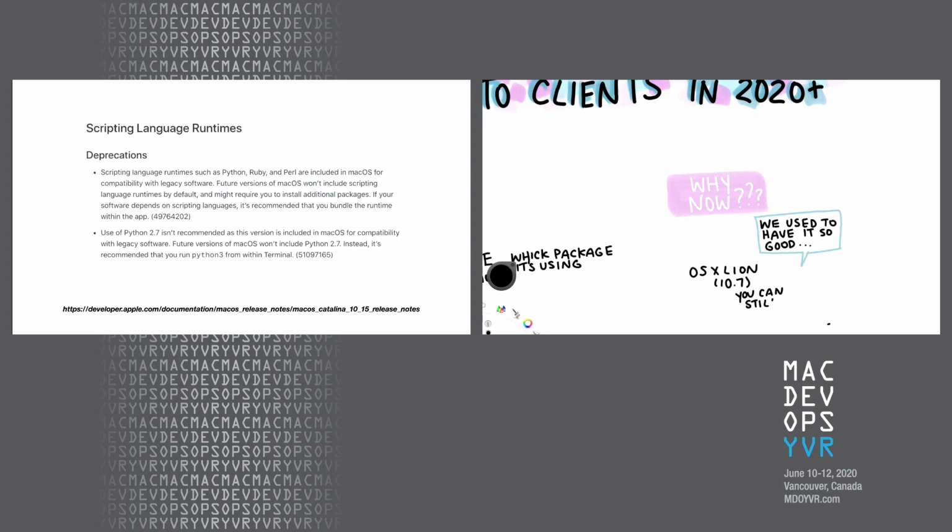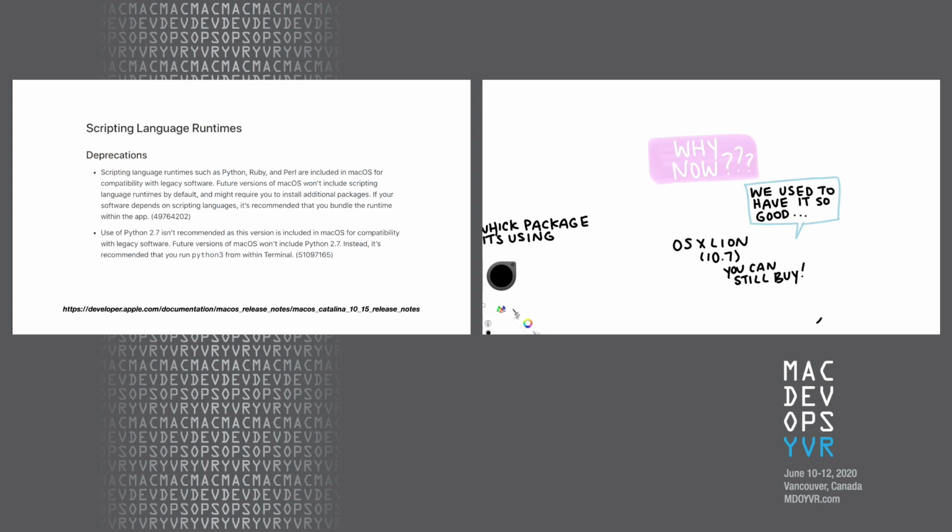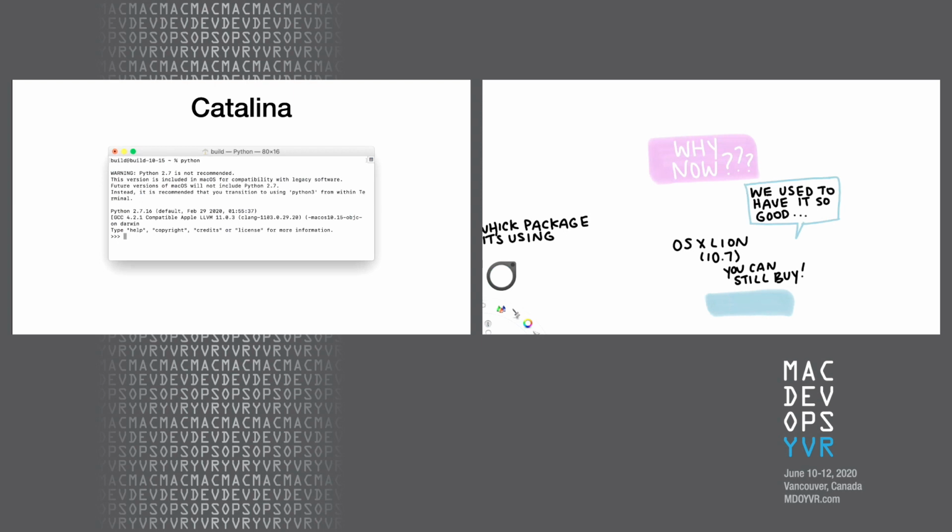But fast forward back into today, on Catalina, Apple did officially finally deprecate 2.7, with part of their release notes explaining that the scripting language runtimes are now just a legacy compatibility thing. Future versions will not include them. And it's not just a warning in the release notes: on a Catalina system, if I type Python, I'm going to get a stern warning that it's not recommended, and it sort of ambiguously suggests that I transition to using Python 3 from within Terminal.